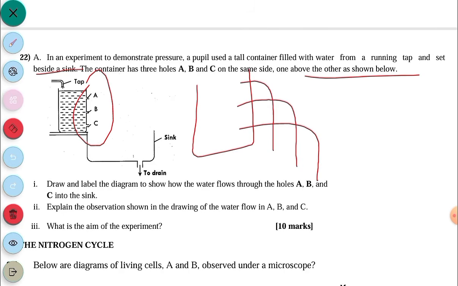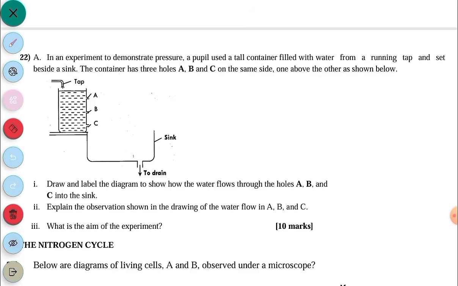Then it says explain the observation shown in A, B, and C. So the observation, or what you would observe, is that pressure increases with depth. So you see that with the C, for the lowest side, you realize that the pressure is higher, followed by the B, followed by the A. Then what is the aim of the experiment? The aim of the experiment is to demonstrate that pressure increases with depth.